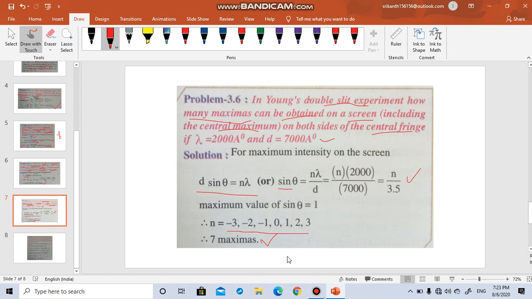So we are trying to find out how many integers are possible here. Sine theta value is maximum 1, so you are going to get n less than or equal to 3.5. You have to identify the number of integers between minus 3.5 and plus 3.5. So how many integers are there? Total 7 maxima are possible.